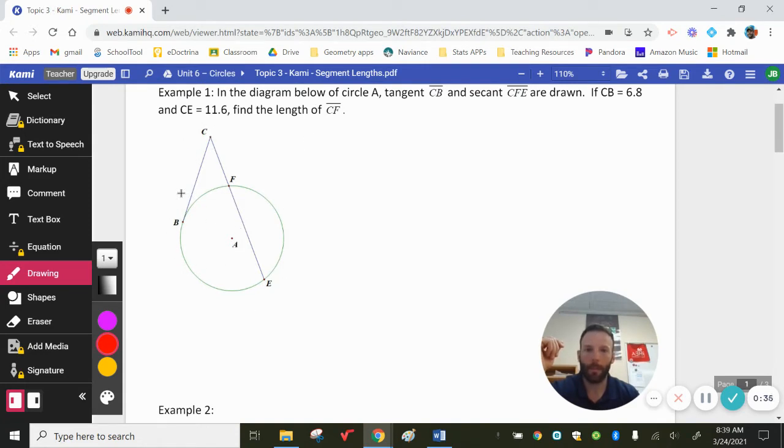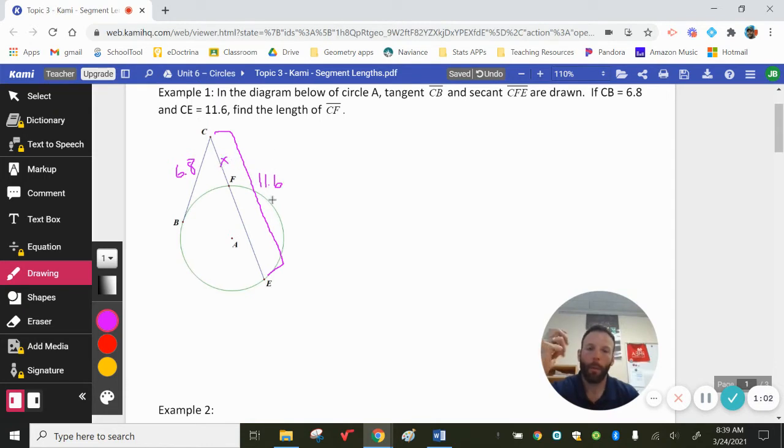So for example 1, we have a circle called circle A, and segment CB is a tangent, and secant CFE is drawn. If CB equals 6.8, so the length from point C to B is 6.8, and CE is 11.6, so the length from C to E, you're going to use the bracket right here, is 11.6, then let's find the length from C to F.